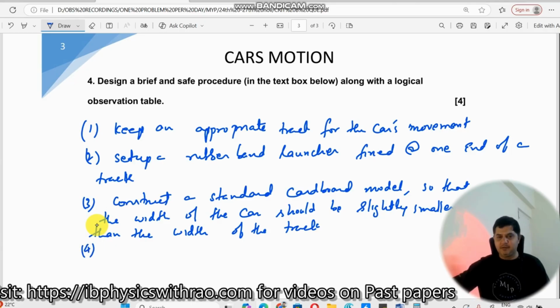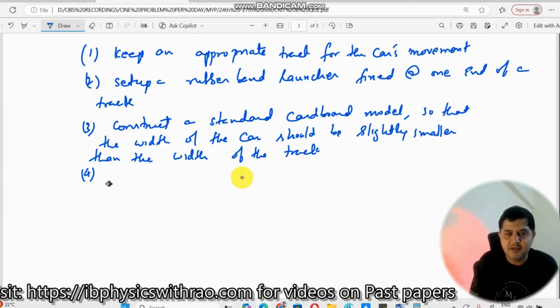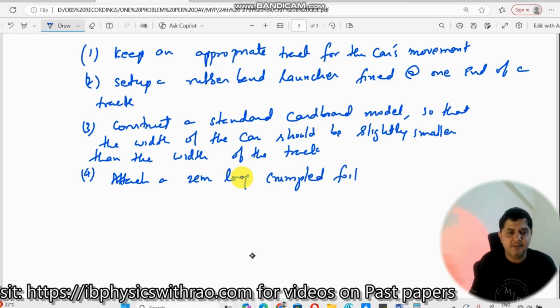Then what's the next thing? We have designed the car, the track, and the launcher. Next, a very important thing is you have to attach a long crumpled foil. How long can it be? You can attach a 2 centimeter long crumpled foil cone. It should be like this over here, at the front of the car, so it goes and hits over here.